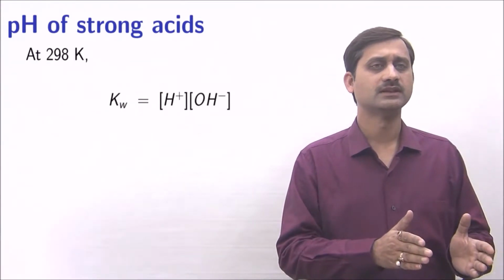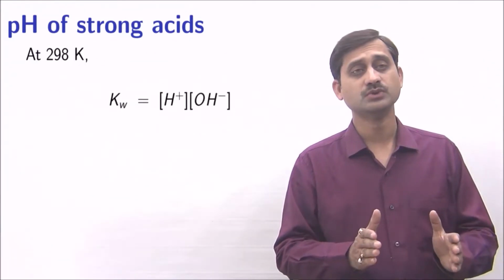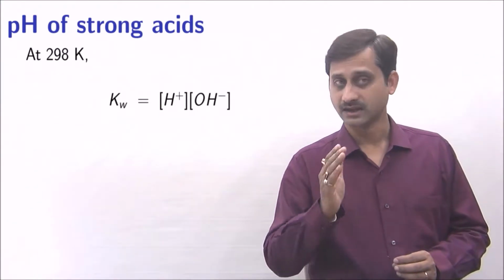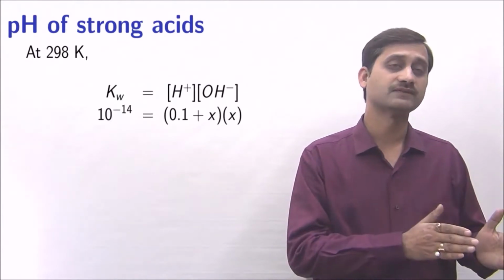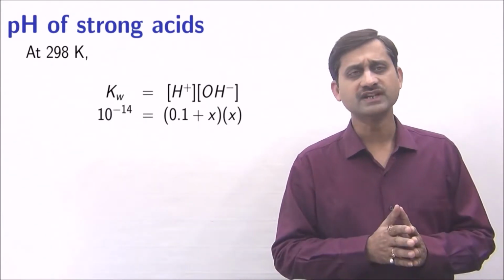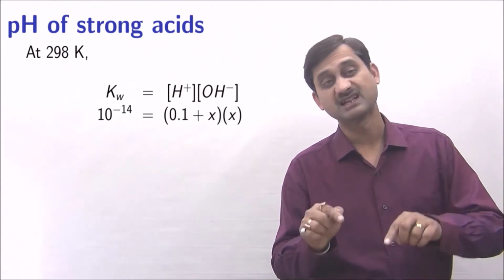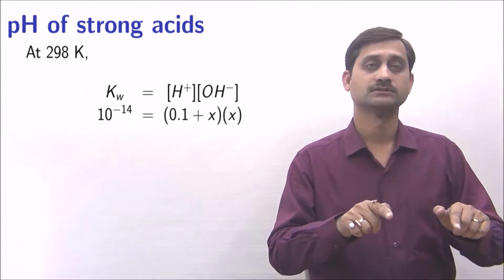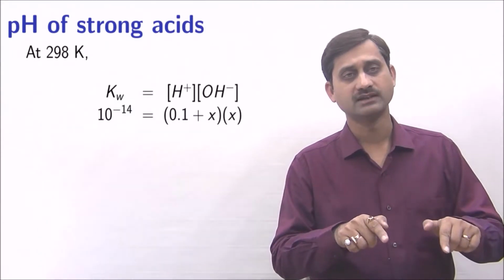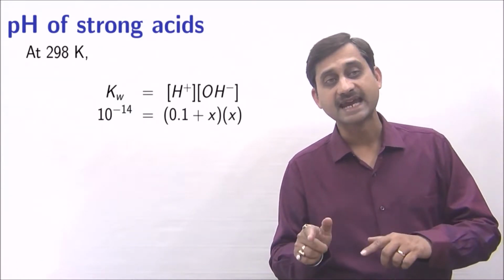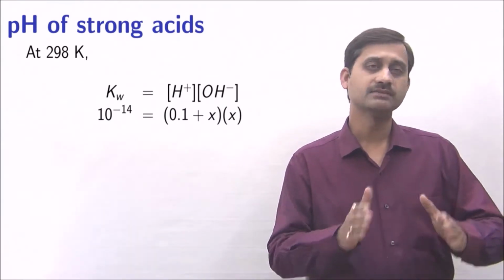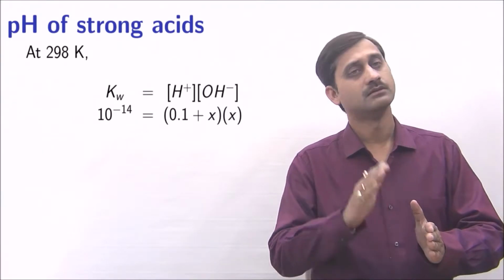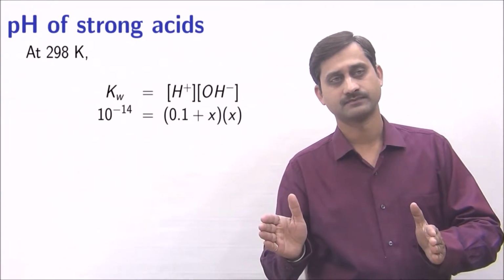At 298 Kelvin, Kw is equal to the product of the concentration of H plus and OH minus, and it becomes 10 raised to power minus 14. The concentration of H plus is 0.1 plus X, 0.1 from HCl, X from water, while the concentration of OH minus is simply X. So it becomes 10 raised to power minus 14 is equal to 0.1 plus X multiplied by X.